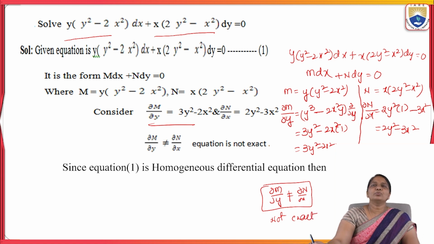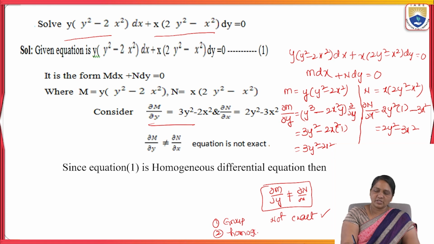So what do we do after finding this? If it is not an exact equation, we follow the methods. First method, we group the terms. There is no possibility to group the terms here. So what is the second method? Second method is we observe whether the given equation is homogeneous or not. After that, mx plus ny should be not equal to 0. Then 1 by (mx plus ny) is the integrating factor. So that's why the second one will be suitable here.